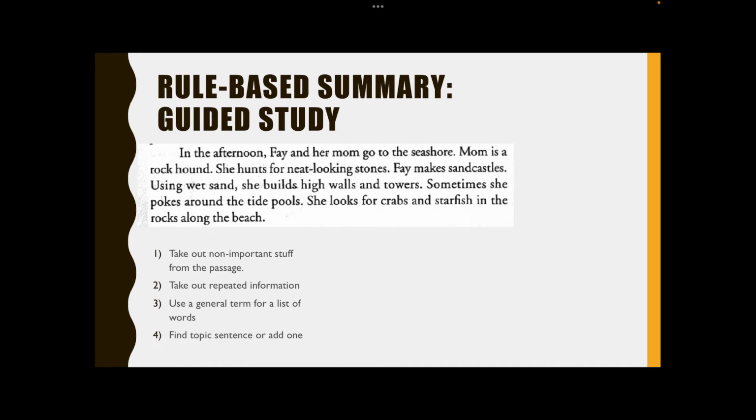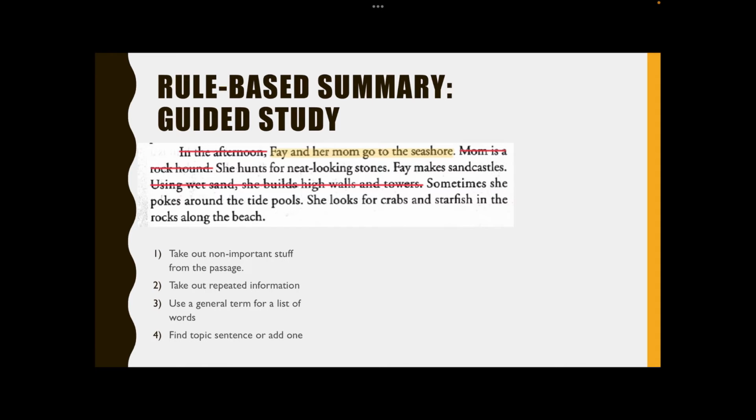Yes, it says Faye makes sandcastles, and that's all nice and summed up, but then it adds and repeats that she uses wet sand to build high walls and towers, which is making a sandcastle. All right, so this is what I also put highlighted in yellow as the topic sentence, that her and her mom go to the seashore. This is important because this whole paragraph is about what her and her mom do at the beach.